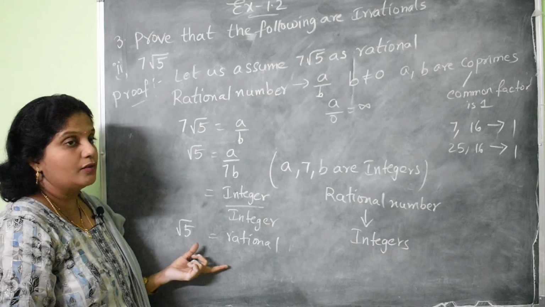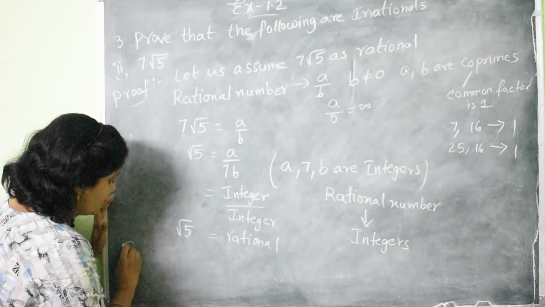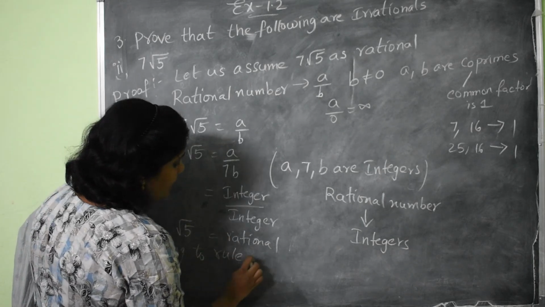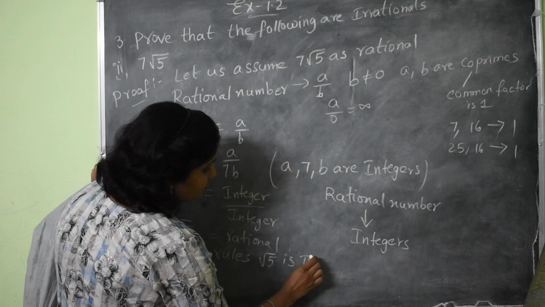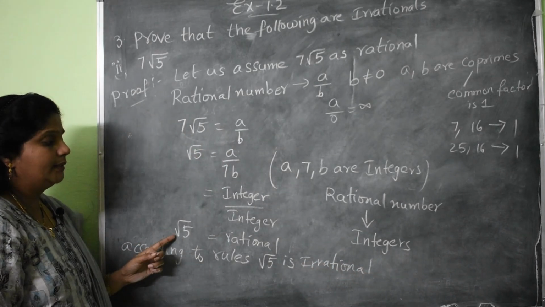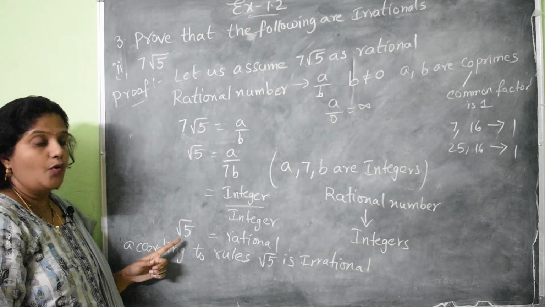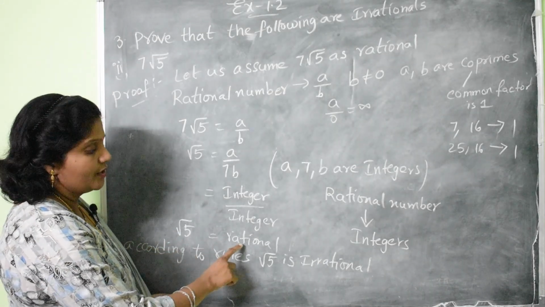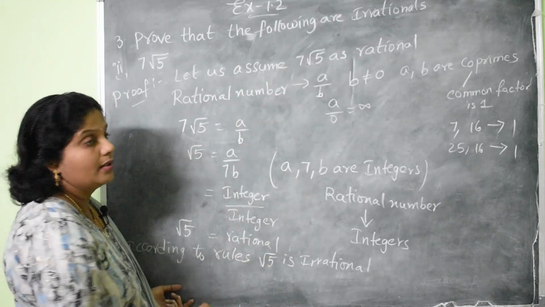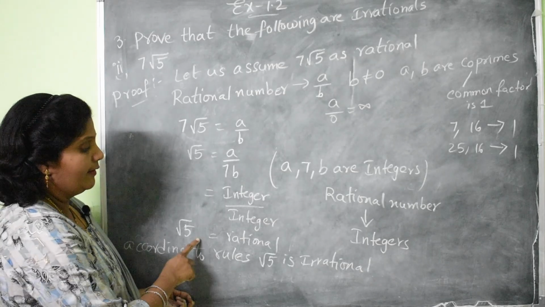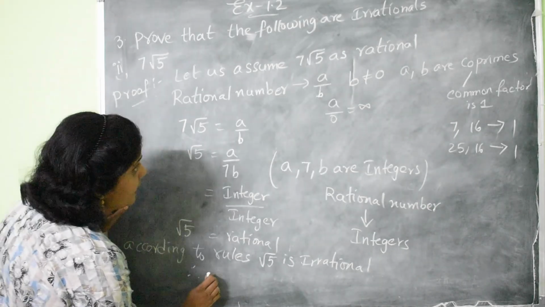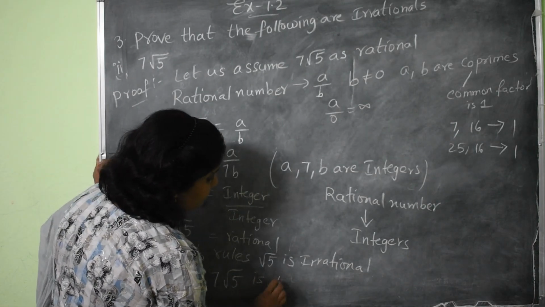But according to our rules, root 5 is irrational. So the answer we got, root 5 as rational, is incorrect. Why did we get this incorrect statement? Because of our incorrect assumption. We took the assumption as incorrect, that's why we got the answer as incorrect. Therefore, we can say that 7 root 5 is an irrational number.